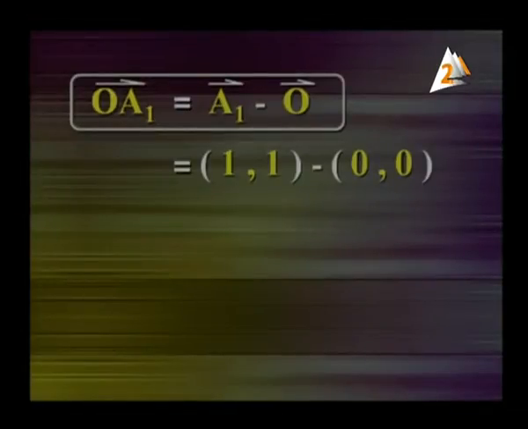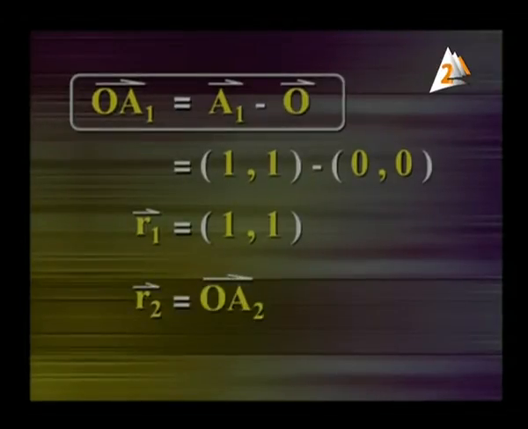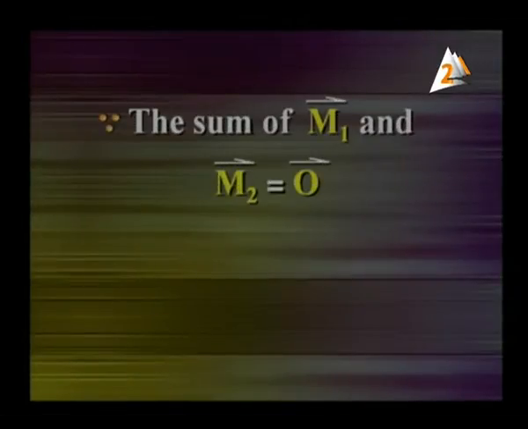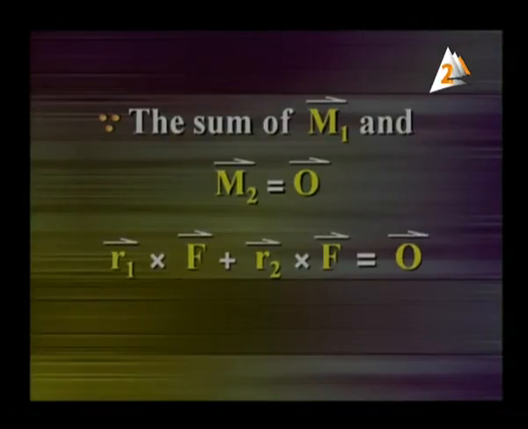Now, as solution we say, OA1 equals A1 minus O, which is equal to (1, 1) minus (0, 0), or R1 equals (1, 1). R2 equals OA2, which is equal to (-1, -2). Now, since the sum of M1 and M2 equals 0, therefore R1 cross F1 plus R2 cross F2 equals 0, and we can say (1, 1) cross (M, L) K plus (1, -1) cross (L, -1) K equals 0.